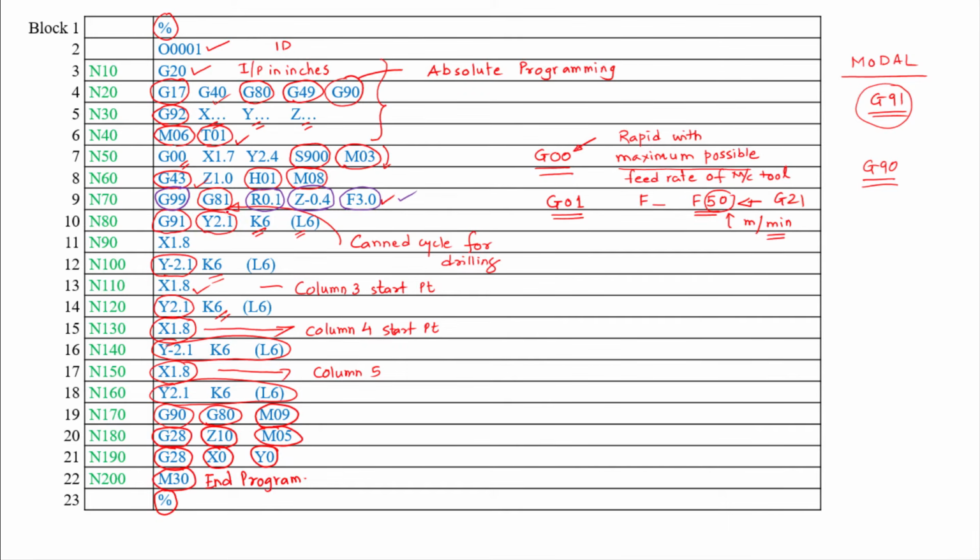Later we need not repeat this command, that is G99, G81; this complete block need not be rewritten again. This is modal. G81 is also a modal command. We are not specifying G81 again; henceforth, whatever the spots, whatever the locations are given, the controller will go to that location and carry out the drilling operation.